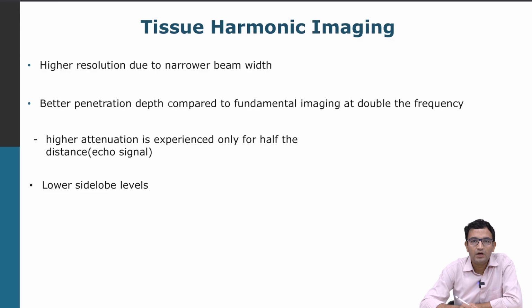So, a natural question might be, why not just use a frequency which is higher? Why do we need to rely on tissue harmonic imaging to generate frequencies which are higher? And it turns out that tissue harmonic imaging has better penetration depth compared to fundamental imaging at double the frequency. Why would that be the case?